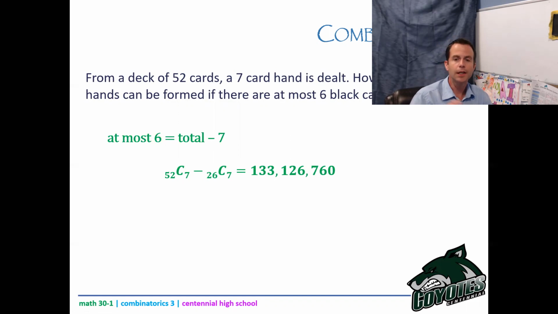I'm sorry about that. So there are 26 black cards to choose from. Having an all black card deck would be 26 choose 7. I'm subtracting that. And so that leaves me with 133,126,760.